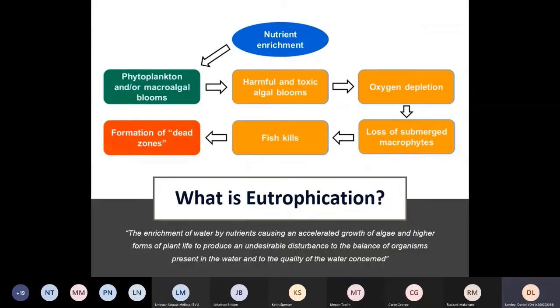So just a quick background. Eutrophication, I won't read that, you can read the official definition at the bottom there, but basically it's enrichment of water from anthropogenic sources that produces a response in the primary producer community, so that's plants, and then that produces an undesirable disturbance to the balance of organisms in an ecosystem. The undesirable disturbance part is the key part to what eutrophication is, and some of these include harmful algal blooms, which can be toxic, oxygen depletion, loss of submerged macrophytes, fish kills, and in severe cases, formation of dead zones.